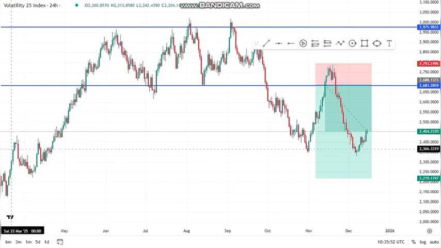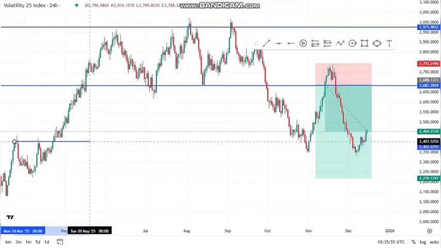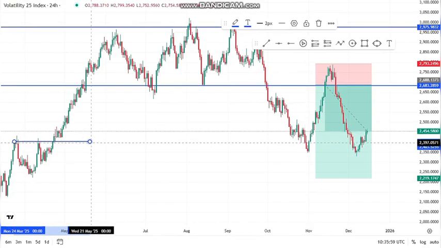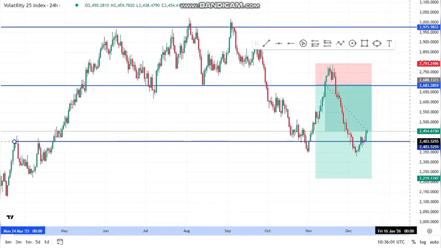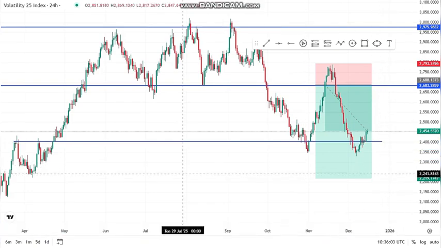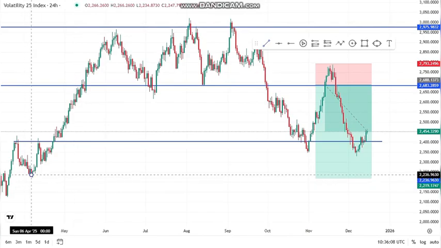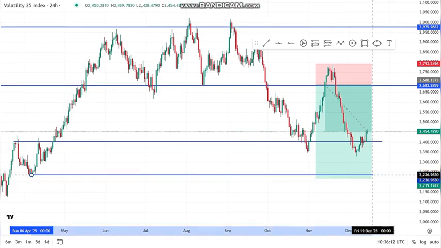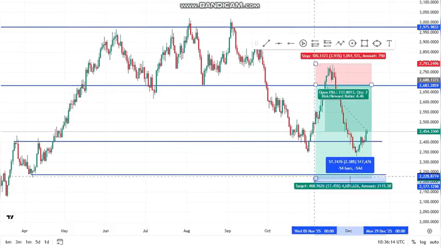Then we marked out this angle. I remember clearly, this angle was marked out as our take profit one. So that's clearly been hit. And we're also marking out this angle. So that's where our final take profit for liquidity stands, just over here.